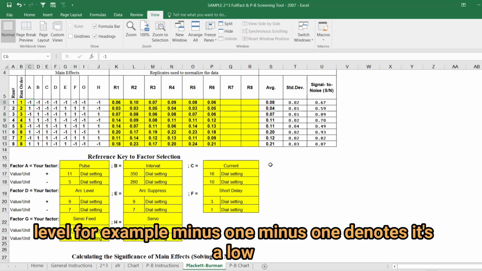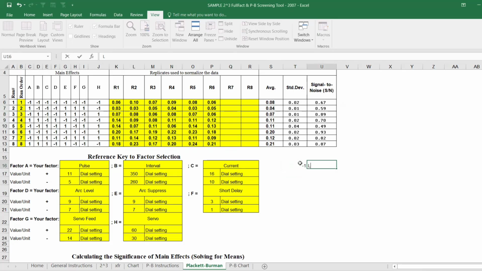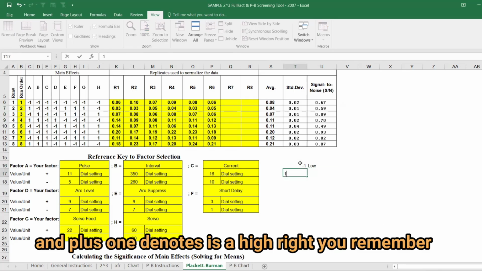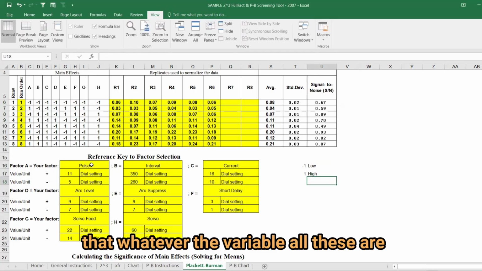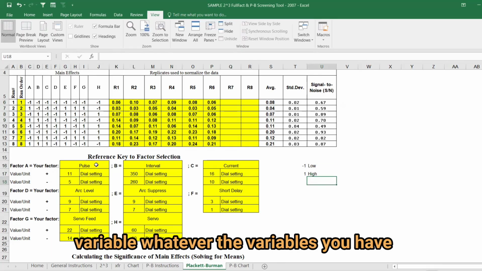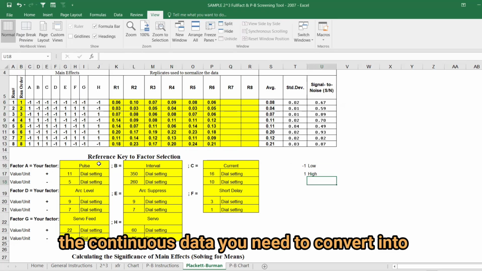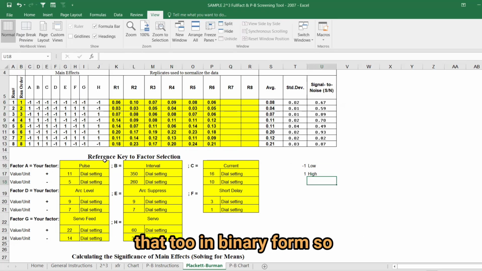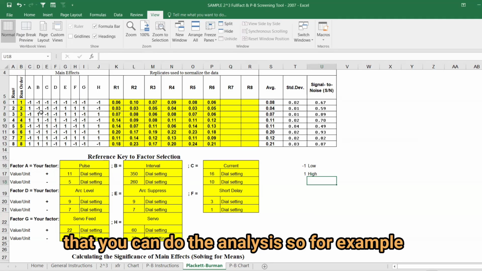For example, minus 1 denotes it's low, and plus 1 denotes it's high, right? You remember that whatever the variables you have, like continuous data, you need to convert into discrete data, that too in binary form, so that you can do the analysis.